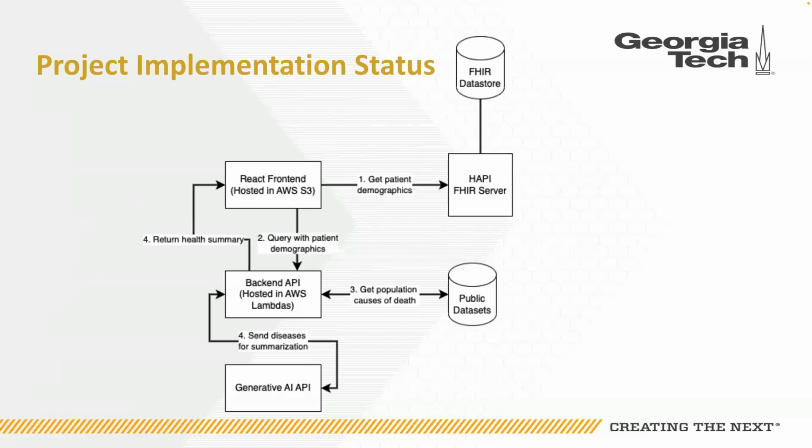So here's just a quick little diagram of the architecture of our application. Here's the front end. It gets those demographics from the FHIR server. It makes the call to the backend, which then gets those causes of death from the public data sets in our database, and then sends those over to get summaries generated by the generative AI, and then sends those back to our front end.